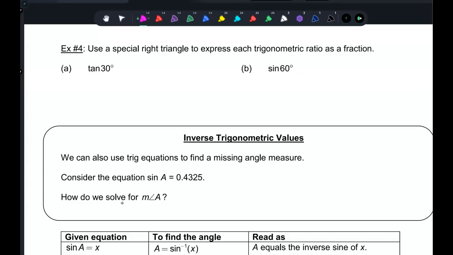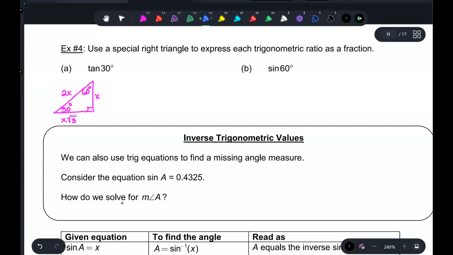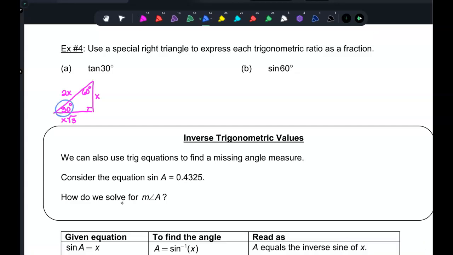Okay, use a special right triangle to express each trigonometric ratio as a fraction. Okay, tangent of 30. So I want you to just make a quick sketch of a 30, 60, 90. So this will be x, hypotenuse would be 2x, and this is x root 3. Okay, this is our little 30, 60, 90 triangle. Now 30 degrees. Okay, I want tangent.